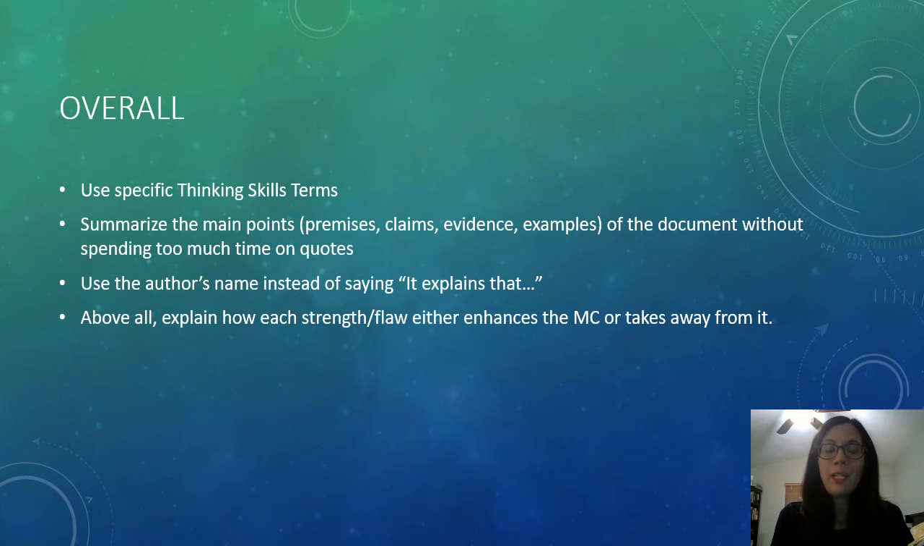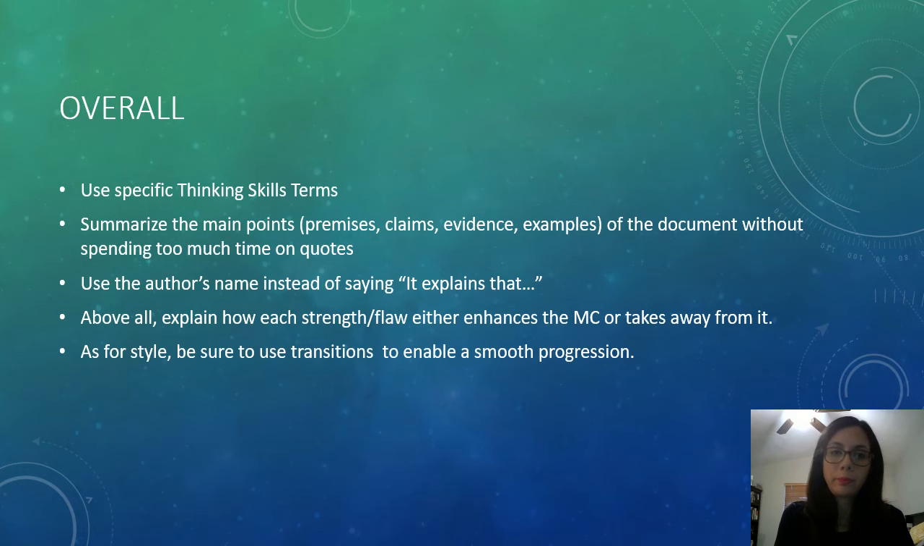Above all, explain how each strength or each flaw enhances the main claim or takes away from it. This is something that we're going to work on throughout the year, but please avoid just summing up what the point is or the evidence or the example. You have to explain why it's strong. Why does that work well to prove the author's stance?